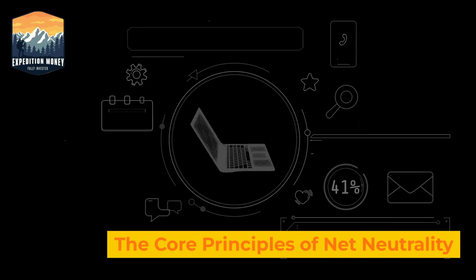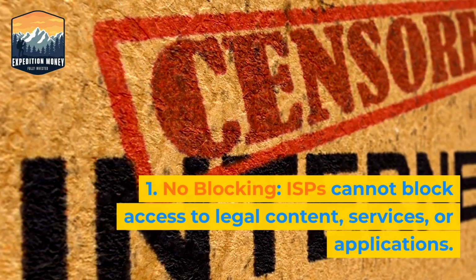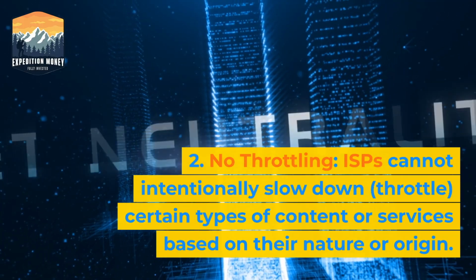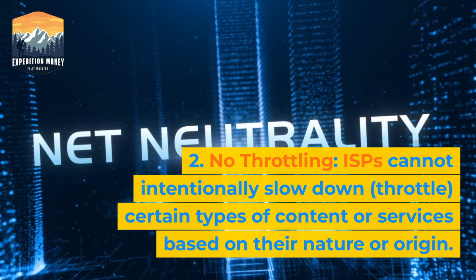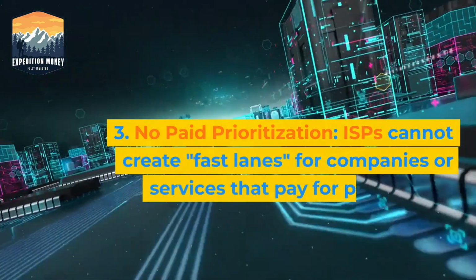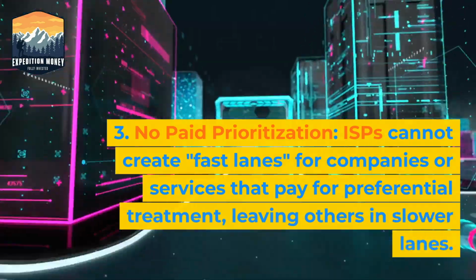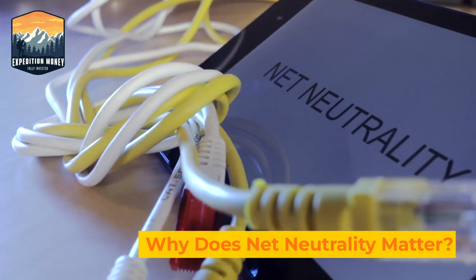The core principles of net neutrality: 1. No blocking. ISPs cannot block access to legal content, services, or applications. 2. No throttling. ISPs cannot intentionally slow down certain types of content or services based on their nature or origin. 3. No paid prioritization. ISPs cannot create fast lanes for companies or services that pay for preferential treatment, leaving others in slower lanes.